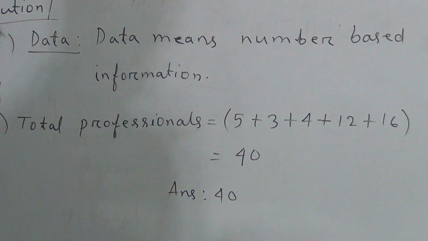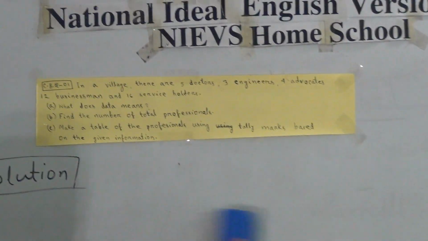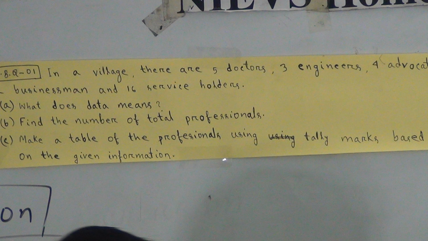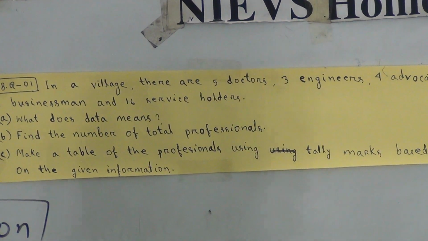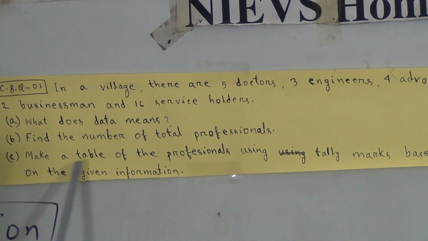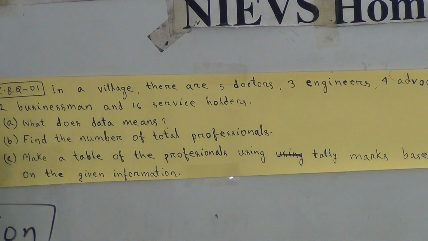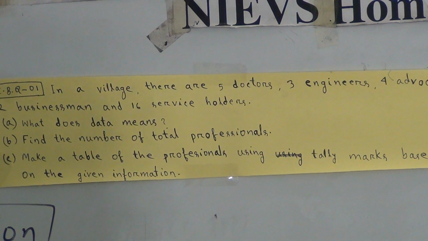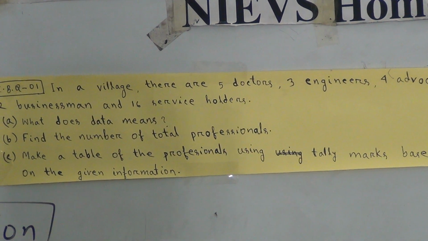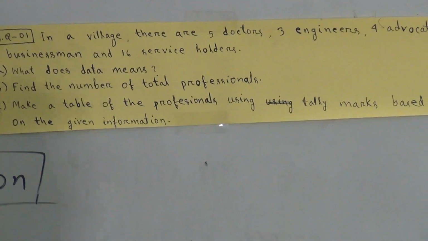Dear students, we have solved A number and B number. Now we will solve C number. Here the question is, make a table of the professionals using tally marks based on the given information. Here some information is given, we have to make a table, and in the table we have to use tally marks.